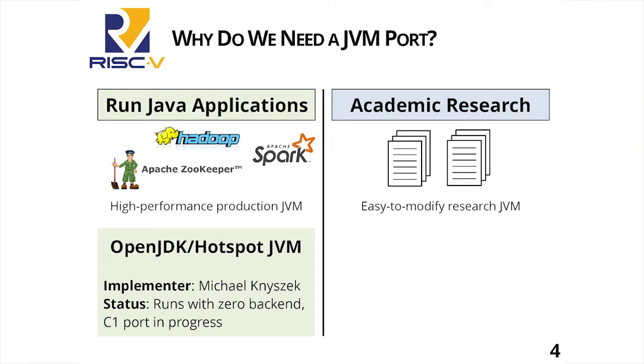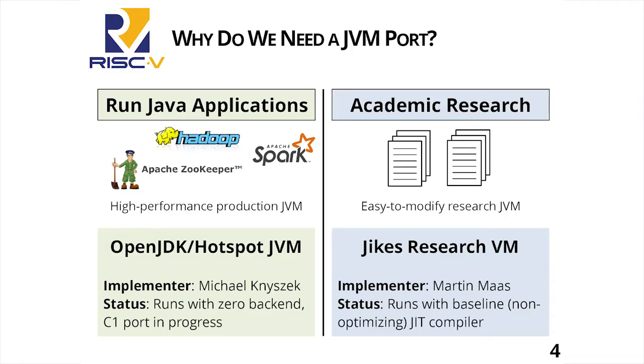So to run Java applications, we are porting the OpenJDK Hotspot JVM, which is essentially the gold standard for Java. The lead on that project is Michael Knischek, who's in the audience. And so far, you can actually run Hotspot with the zero backend, which is correct but slow. And Michael is currently working on a JIT port for that as well. On the research side, I've spent the last little while porting the Jikes Research JVM, which to date runs real programs with the baseline non-optimizing compiler. And this is what I would like to talk about today.